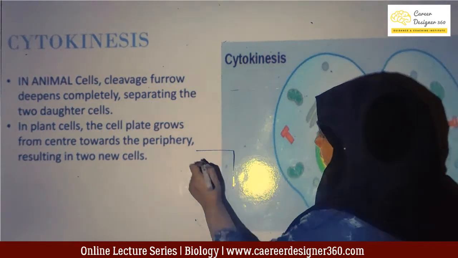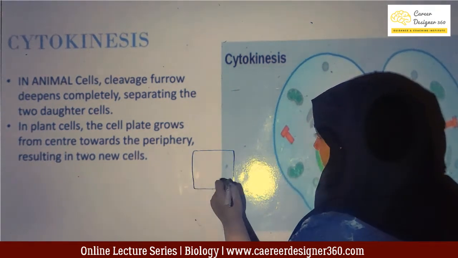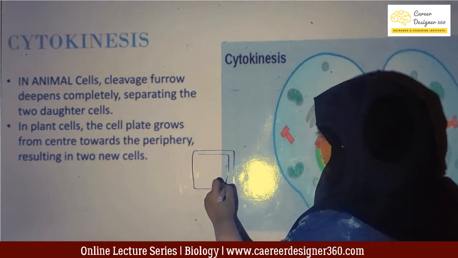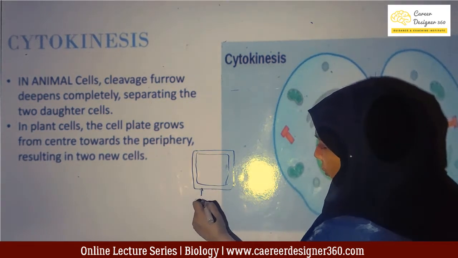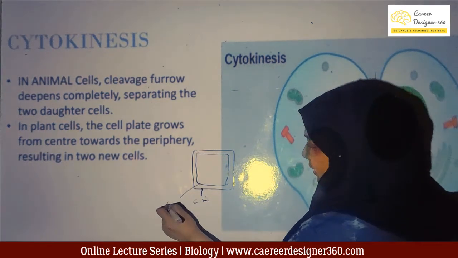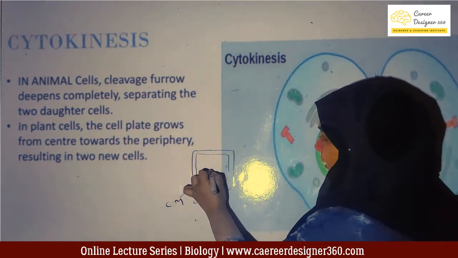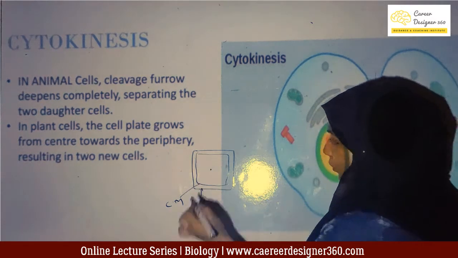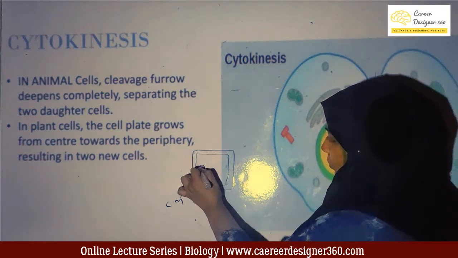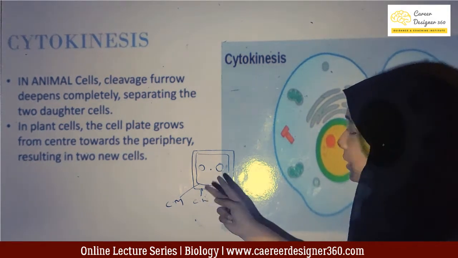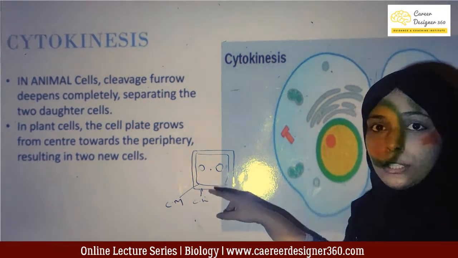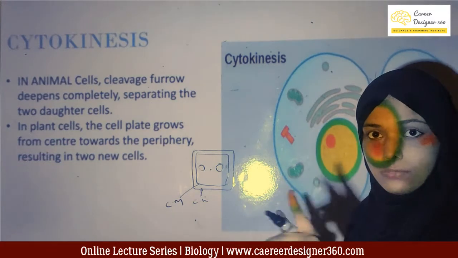How does the cell plate form? This is the cell wall, this is the cell membrane. The cell plate formation starts from the middle. We have the two nuclei, which contain the two sets of chromosomes, which happened during telophase. The two nuclei were separated.